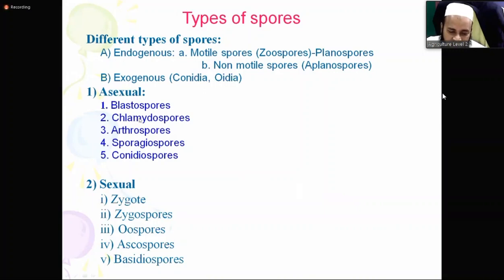Based on their sexuality, spore may be of different types. Asexual types of spore: blastospore, chlamydospore, arthrospores, sporangiospores, conidiospores. Please try to remember all of these: blastospore, chlamydospores, arthrospores, sporangiospores, and conidiospores.